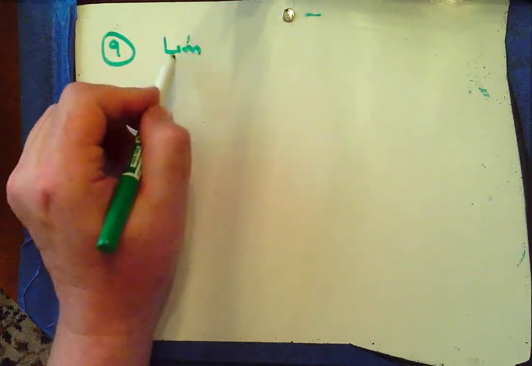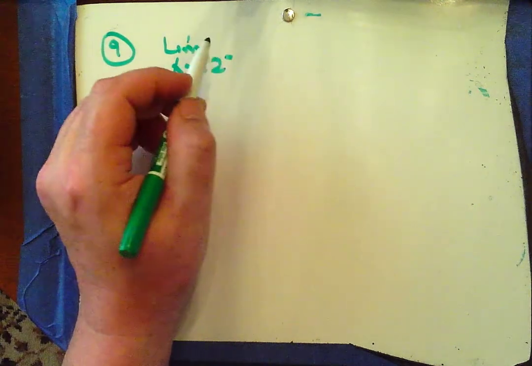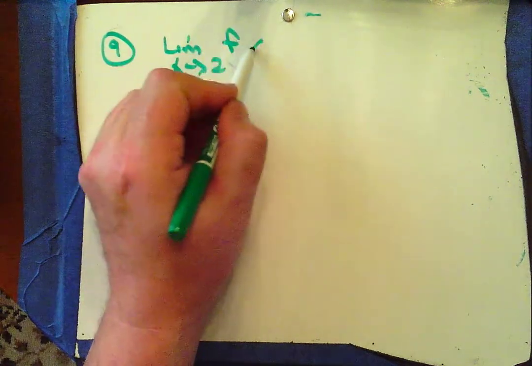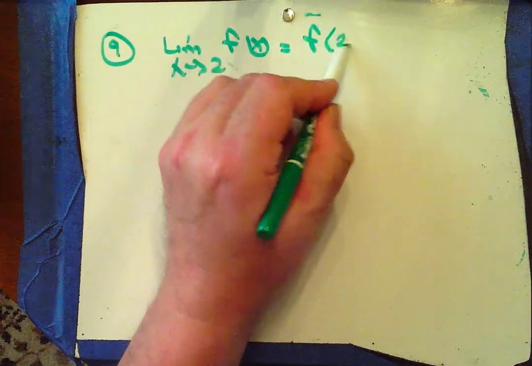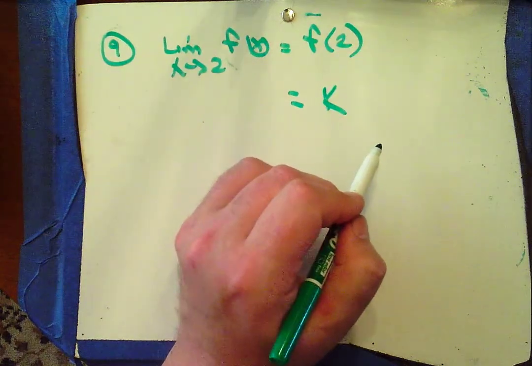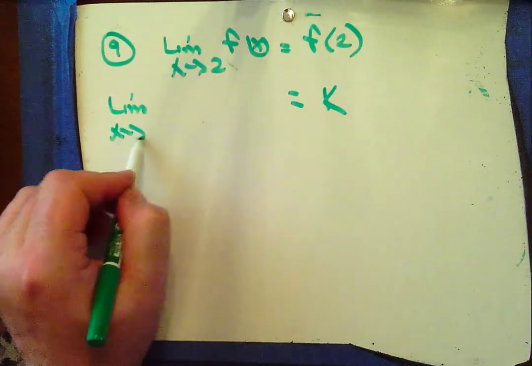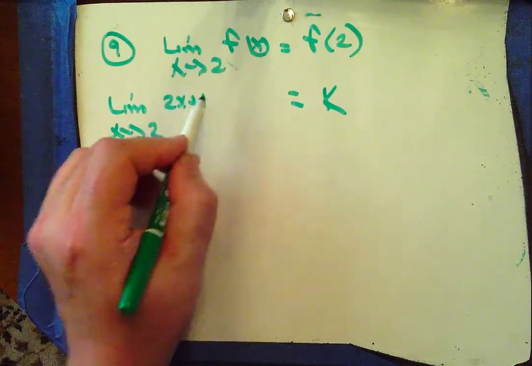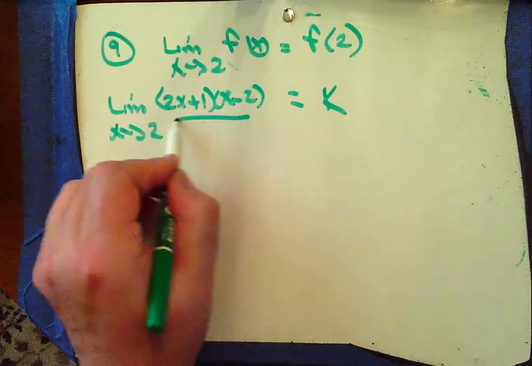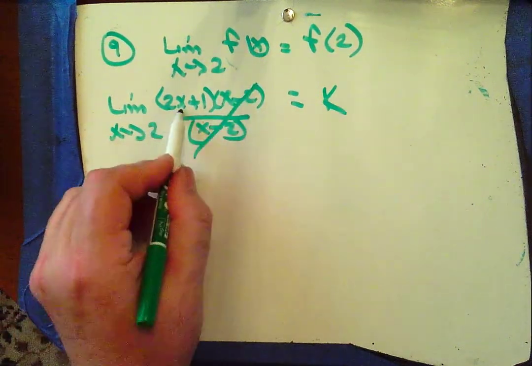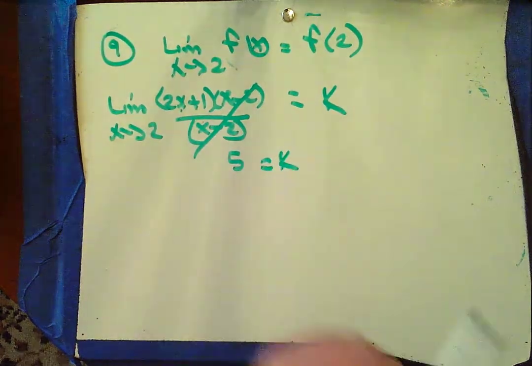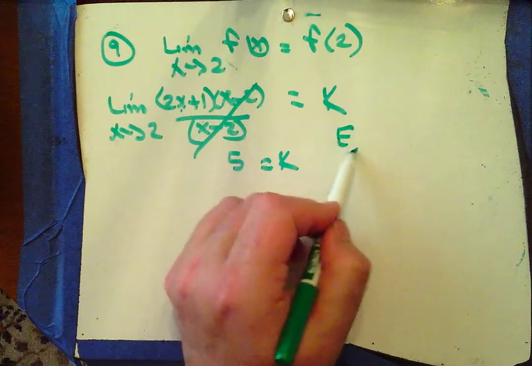Yes. Okay. Number 9 says f is this curiously defined piecewise function. We want f to be continuous at 2. Okay, so then the limit as x approaches 2 of f should equal f of 2. Well, f of 2 is k, and the limit on the other side is the limit as x approaches 2 of 2x plus 1, and then we have our x minus 2 and our x minus 2. Those cancel. I plug in my 2 and I get 5. K equals 5. And that corresponds to choice E for number 9.